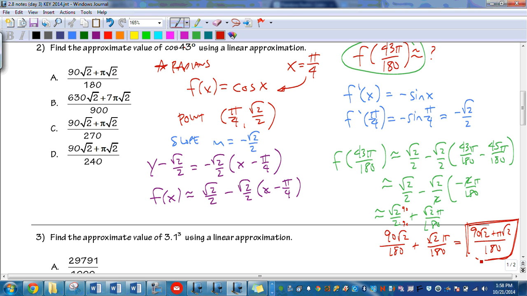Now, in free response, this answer back here would have been fine, but here we have to match it with the answer that we have available. So this is our answer for number 2. We get A.